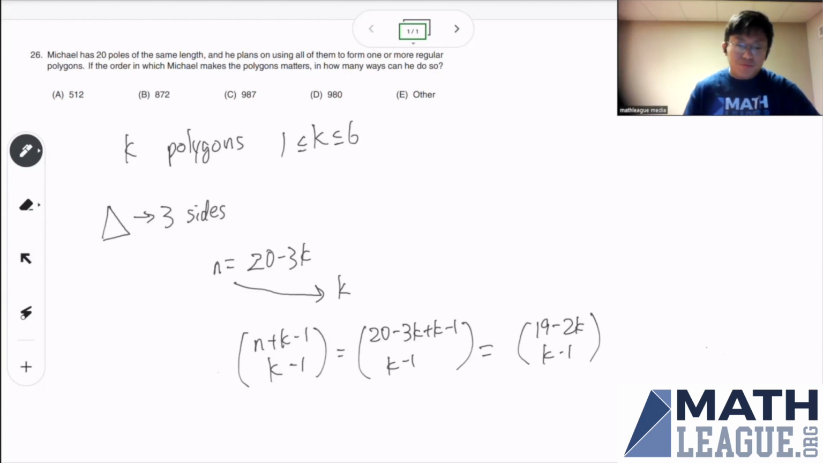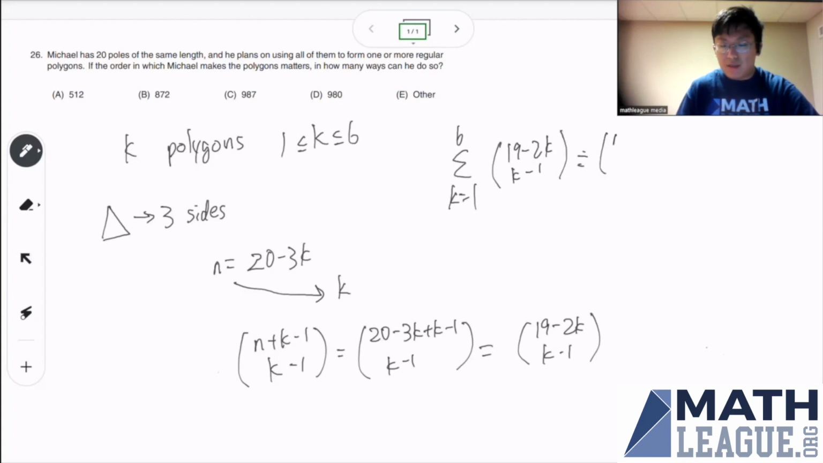And since we know all of the values of k for which Michael can make polygons, we can simply sum from k equals 1 to 6 of 19 minus 2k, choose k minus 1, and that gives us 17 choose 0, plus 15 choose 1, plus 13 choose 2, plus 11 choose 3, plus 9 choose 4, plus 7 choose 5.